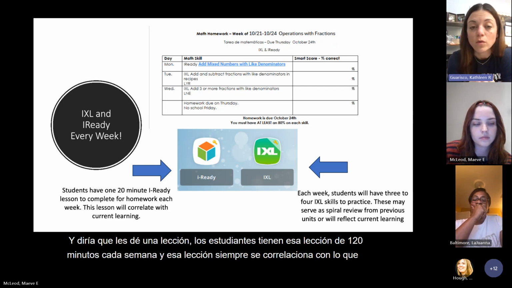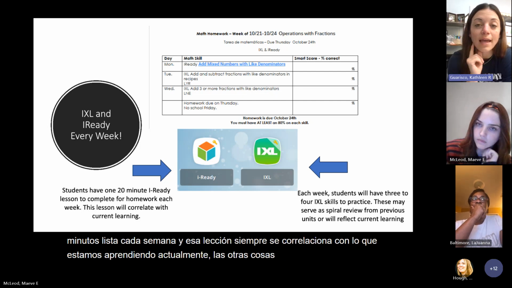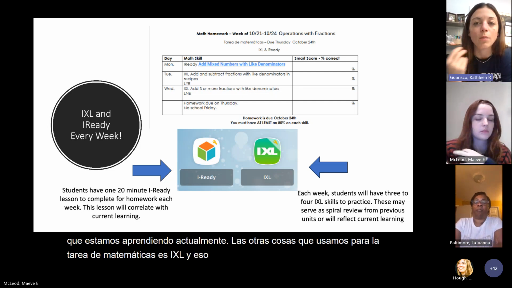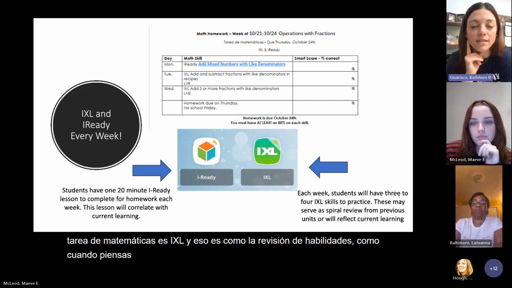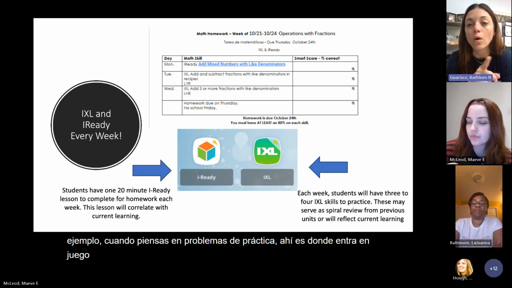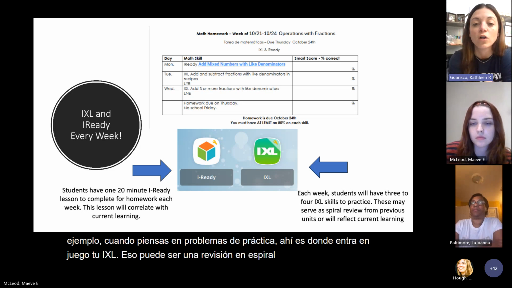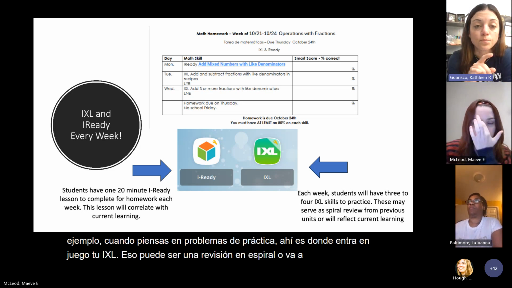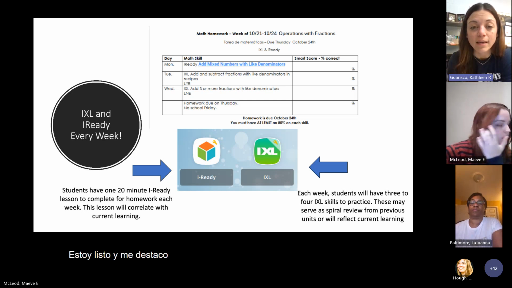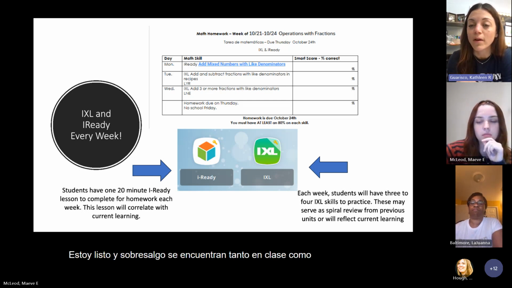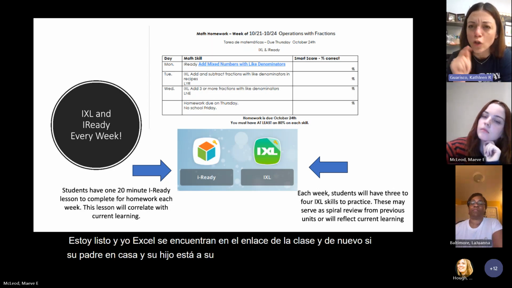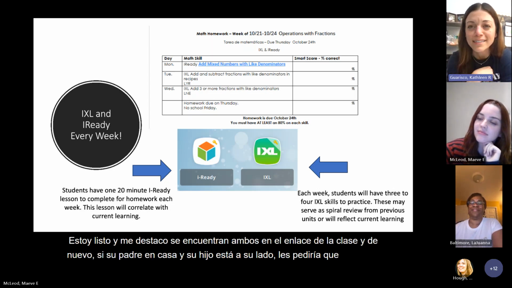The other thing we use for math homework is IXL, which is skill review. When you think of practice problems, that's where IXL comes into play. It can either be spiral review or reflect our current learning. iReady and IXL are both found in ClassLink. And if you're a parent at home and your child is next to you, I would ask them, hey, show me where that IXL is. Show me how to get to iReady.